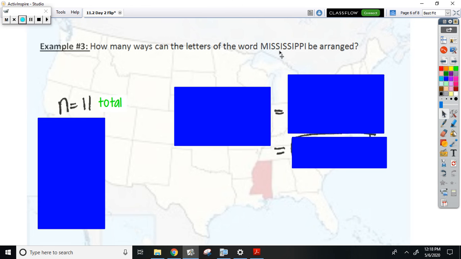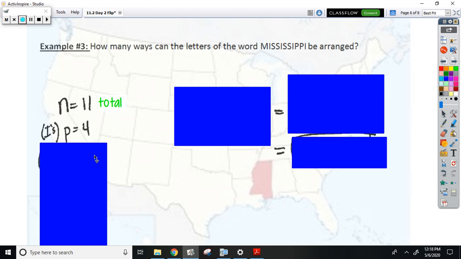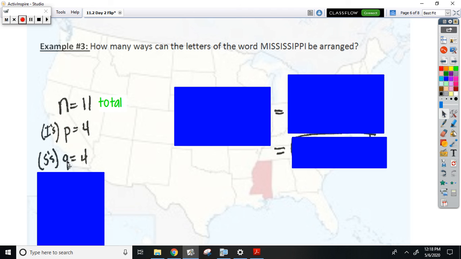All right, then we need to go through and see how many repeats we have. So the M's do not repeat, the I's do. We have 1, 2, 3, 4 I's. So for the I's, I'm going to let that be my P variable, which is 4. Then we need to count up how many S's we have. 1, 2, 3, 4 S's. So the S's, I'm letting that be Q is 4. And last we have our P's repeat only 2 times. So I'm going to let that be R. But if there's more repetitions, you could have additional variables.